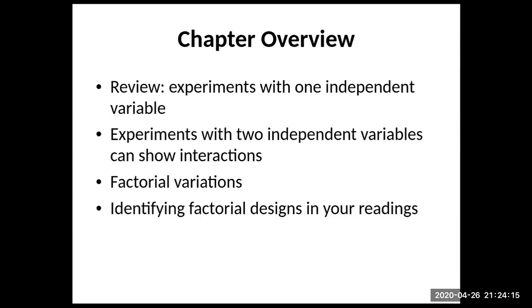So we are going to review what we talked about in chapter 10, which are the simple experiments with one independent variable. Then we will go on and talk about how we add a second independent variable with at least 2 levels, and how experiments with 2 independent variables not only give us effects, or what we would call main effects, but they can show interactions between the variables. Then we will talk about factorial variations and identifying factorial designs in readings. Of course, that will be in the second lecture.